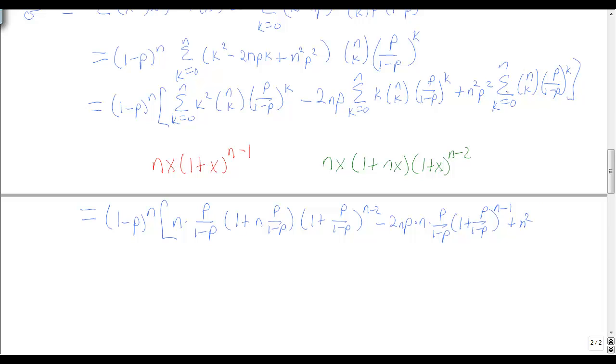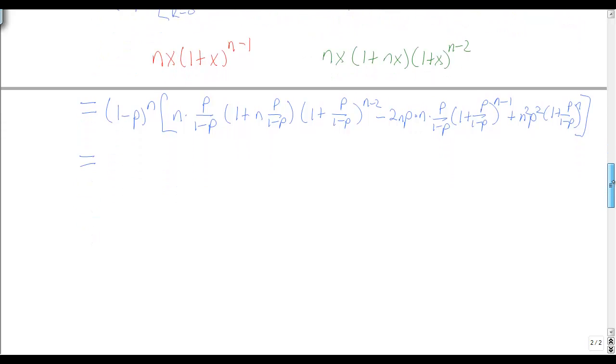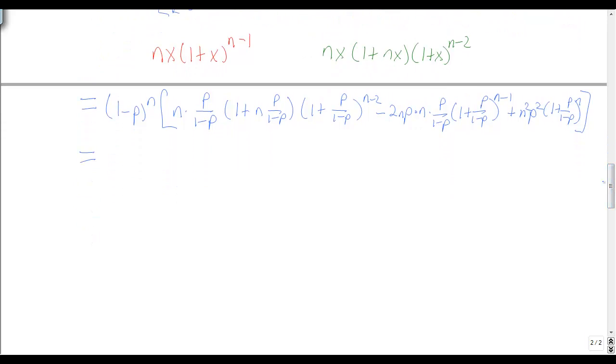And then our last term here is n squared p squared, and this one was the one that's just (1 plus x) to the n, which is p over 1 minus p to the n. We close our bracket here. So we get this big sort of ugly thing here, and we're going to try and simplify this down now. But the nice thing here is we got rid of all the summations. This is a closed form now. So it's particularly not simplified yet. It'll look a lot nicer here in a bit.